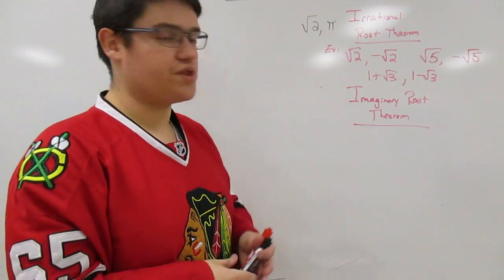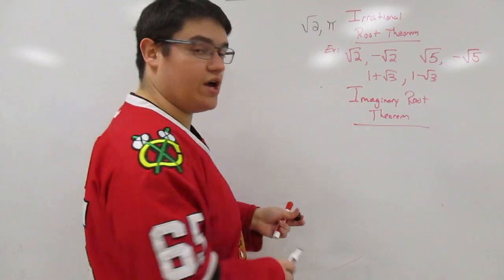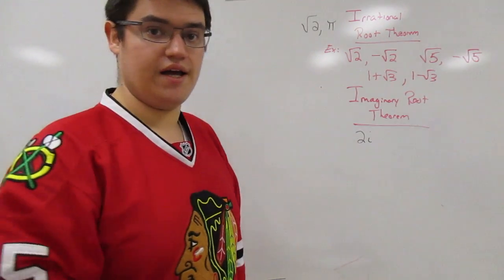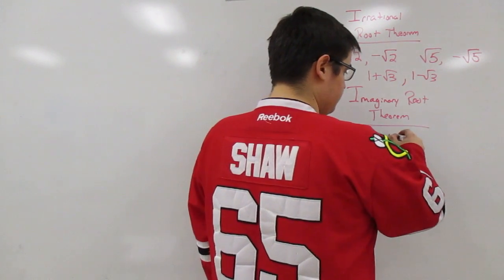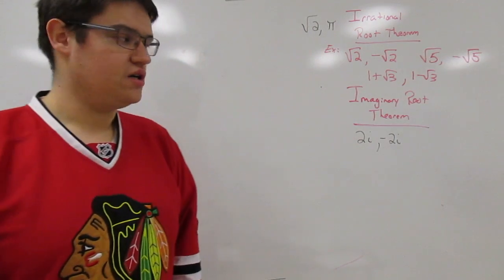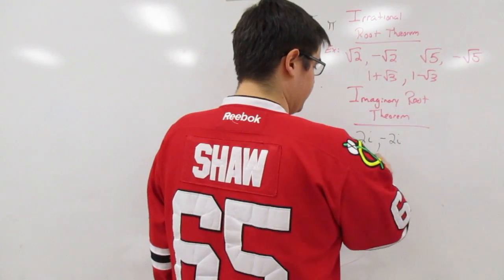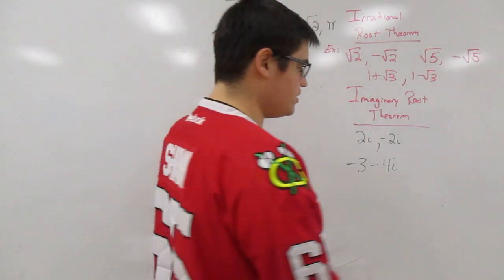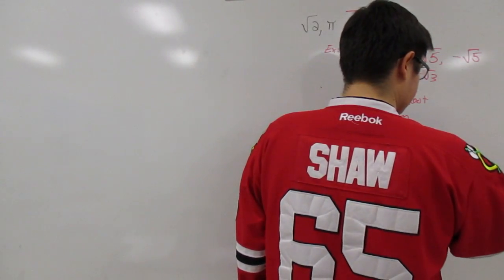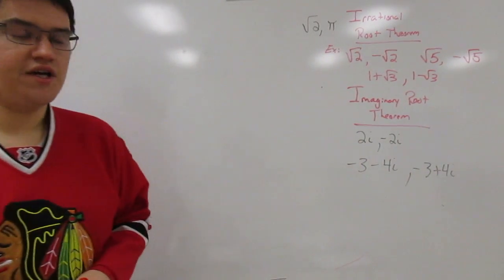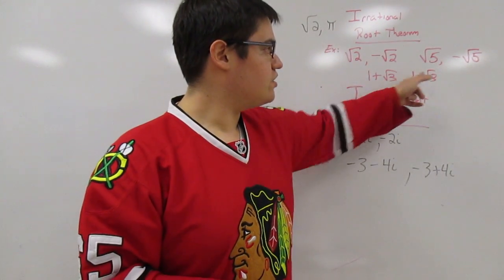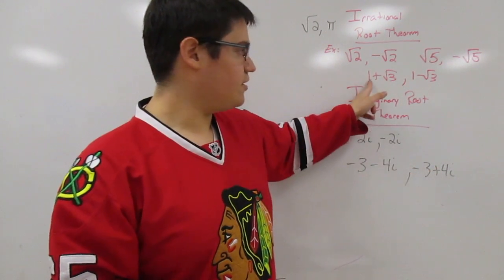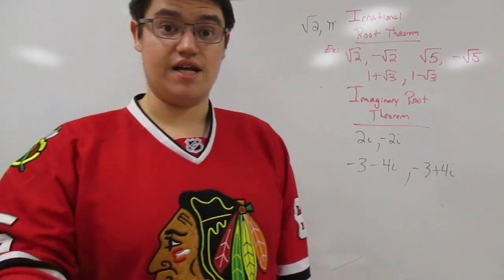And the same thing works with the imaginary root theorem. They also come in pairs. So if you have a root at 2i, you're going to have one at negative 2i. Or if you have a root at negative 3 minus 4i, you're going to have another root at negative 3 plus 4i. Okay? Notice that the sign only changes with the irrational number and the imaginary. The real part here and the leading number there stay the same.